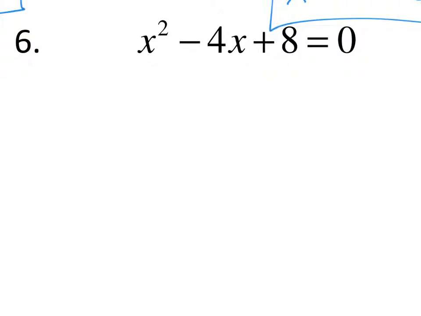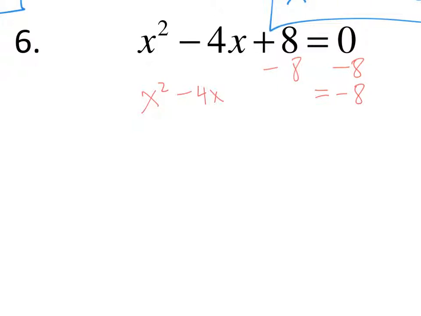Now let's go ahead and complete the square on number 6 here, just for good practice. To complete the square, we need to subtract 8 from both sides. By the way, check to see if there's two numbers that add to -4 and multiply to 8, and there are not. So subtract 8, we want to get this all by itself.